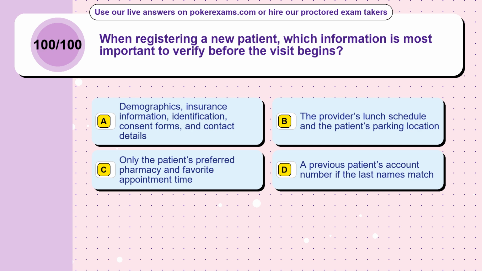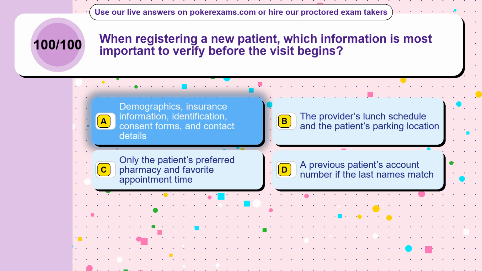Question 100. When registering a new patient, which information is most important to verify before the visit begins? Option A. Demographics, insurance information, identification, consent forms, and contact details. Option B. The provider's lunch schedule and the patient's parking location. Option C. Only the patient's preferred pharmacy and favorite appointment time. Option D. A previous patient's account number if the last names match.